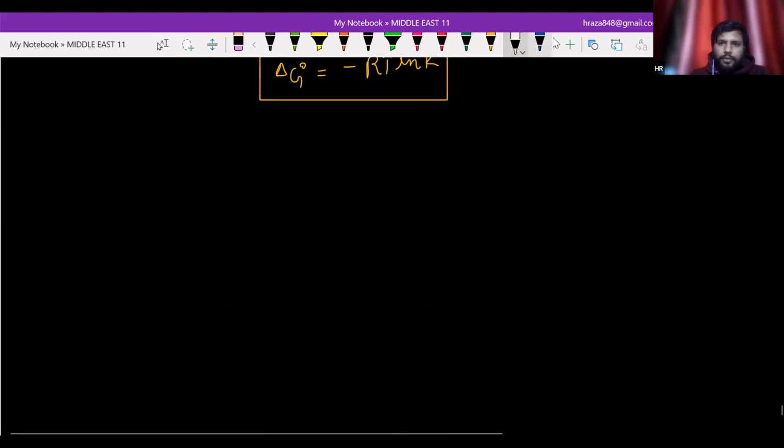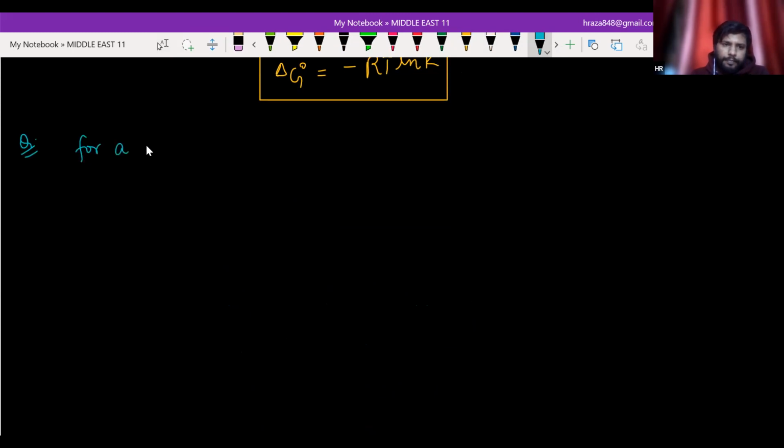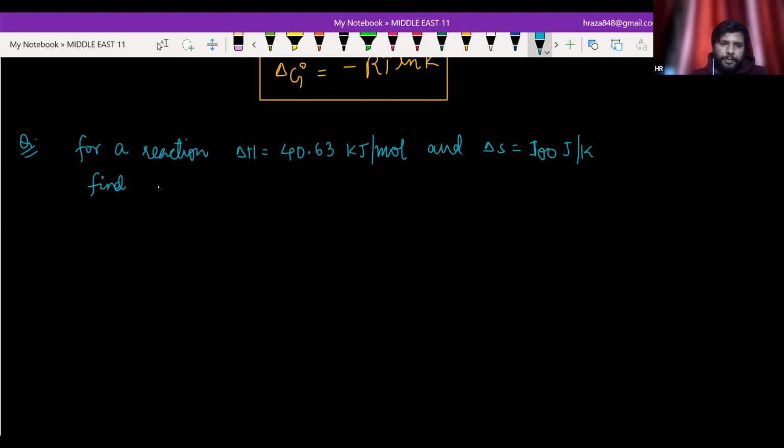So, write a question with me. For a reaction, delta H equals 40.63 kilojoule per mole and delta S equals 100 joule per Kelvin. Find delta G at 27 degrees centigrade.